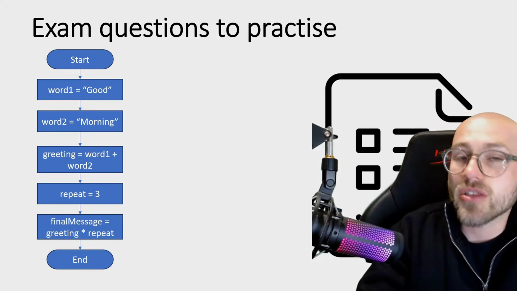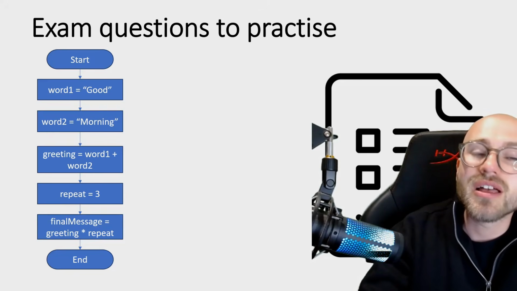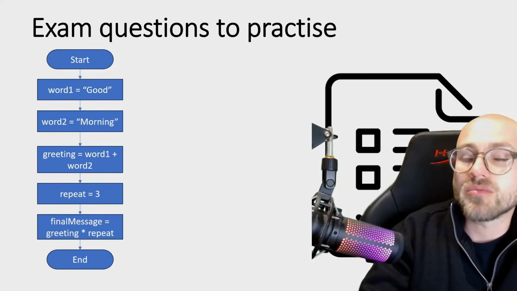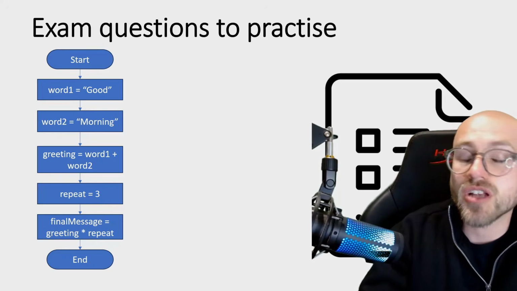We're going to store the integer 3 in repeat, which is another variable, so that goes in a process symbol. And then finally, we've got our variable final message, which is greeting multiplied by repeat. It doesn't ask us to output at any time, so we don't need to use our parallelogram.